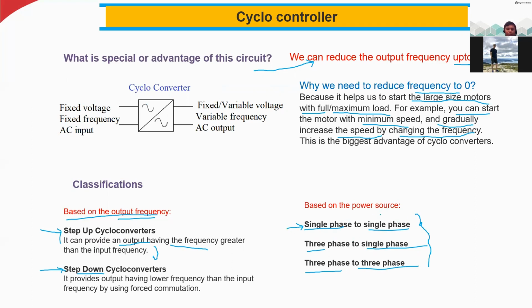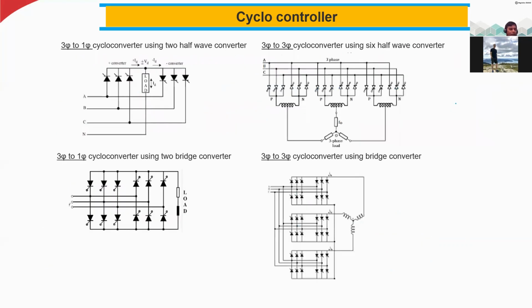So you can see here single phase to single phase is possible. 3 phase to single phase is possible. 3 phase to 3 phase is normal, right? Nothing special. You cannot make single phase to 3 phase. You should note that down here. So single to single, 3 to single is okay. 3 to 3 is okay, but not 1 to 3. So there are 3 classifications.